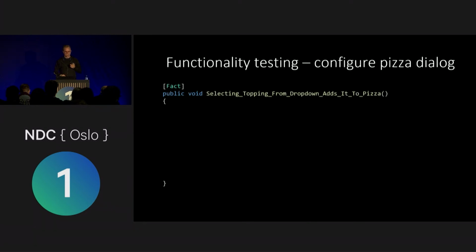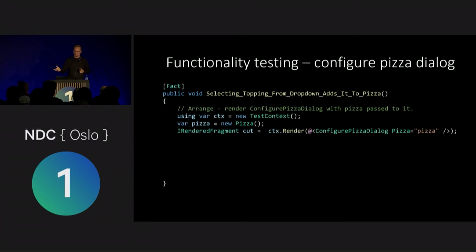Well, first we need a test class, obviously, and we can call that selecting topping from dropdown, add it to the pizza. And next we need a test context, and we need a new pizza that's going to be our state container as well, and we pass that pizza to our configure pizza dialog. It might look a bit like we're just passing in a string to the configure pizza dialog, but that variable is actually just a reference to the variable on the line above where we knew about pizza.